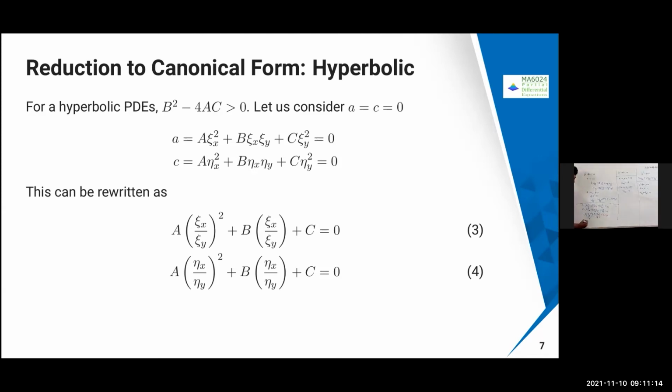Same way, a into eta x by eta y. Here I'm going to divide the second equation by eta y square. So therefore this is going to be b into eta x by eta y plus c equal to 0.